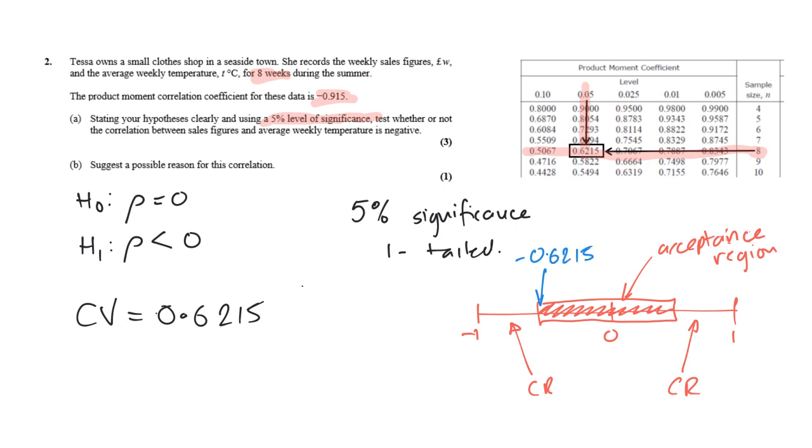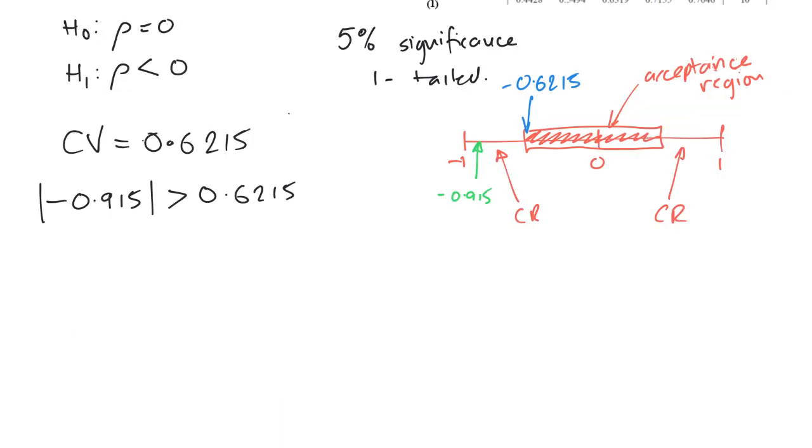0.6215. Our value, the one that we were given in the question, is -0.915. That is clearly in the critical region. We just need to state that now. So we're going to state that the modulus of -0.915 is greater than 0.6215. You can use the modulus on both sides if you want to. And that means that we can reject H0. Therefore, we can reject H0 and we should accept H1.